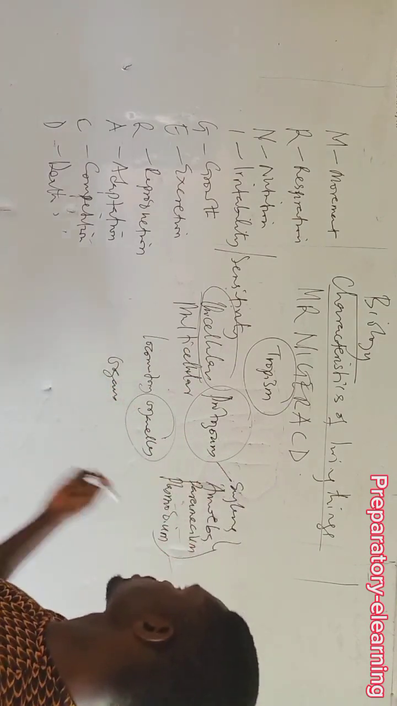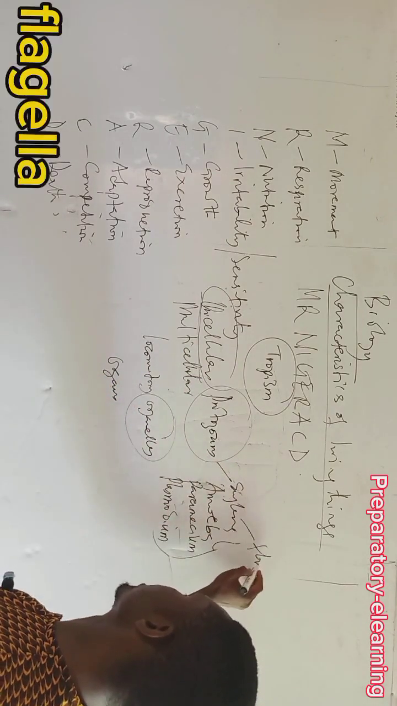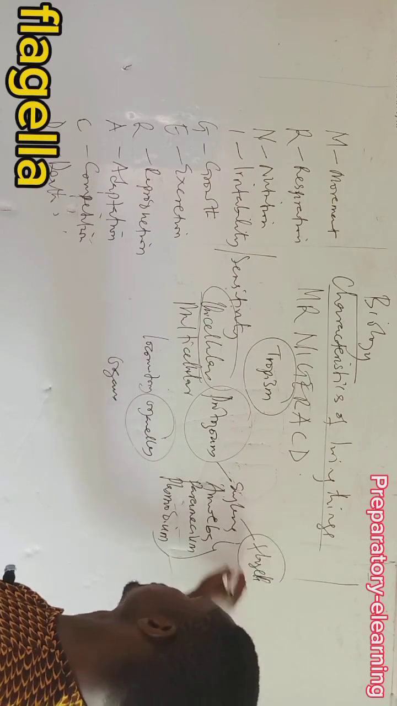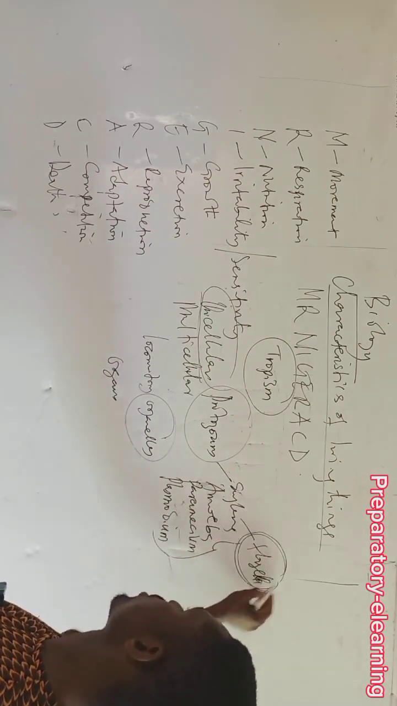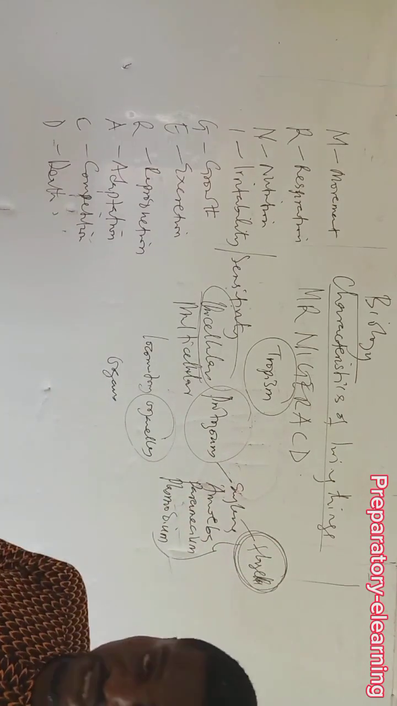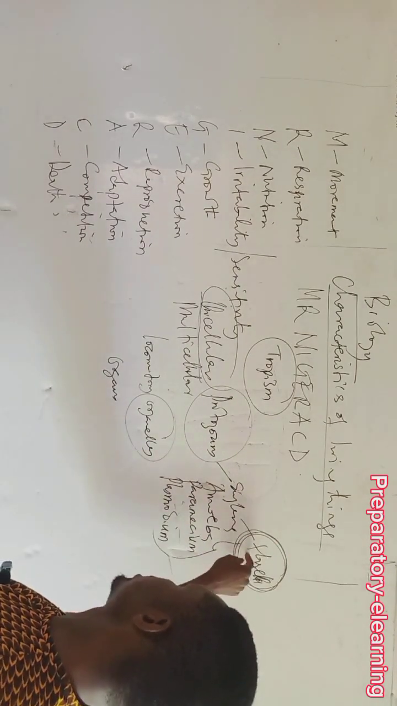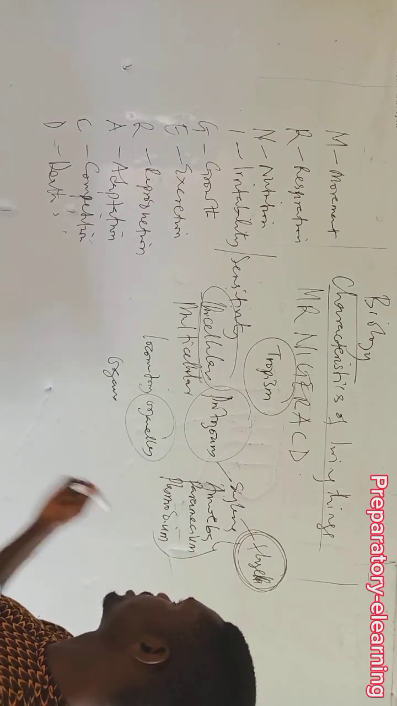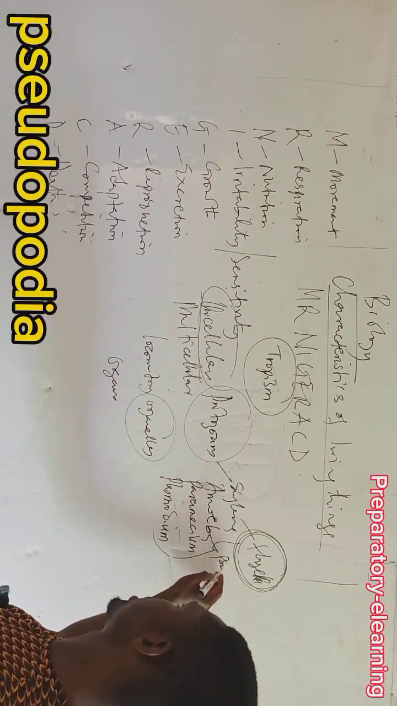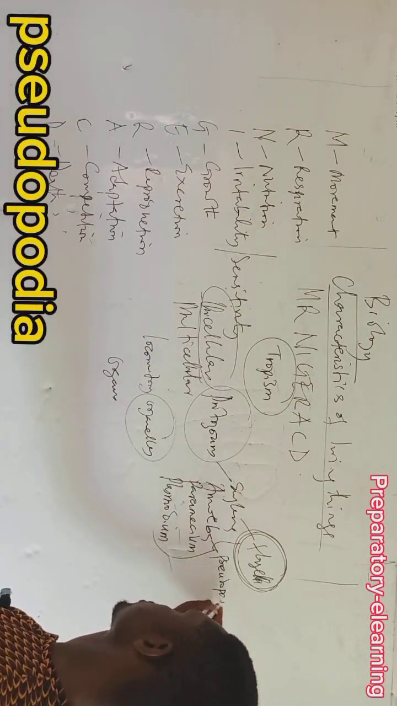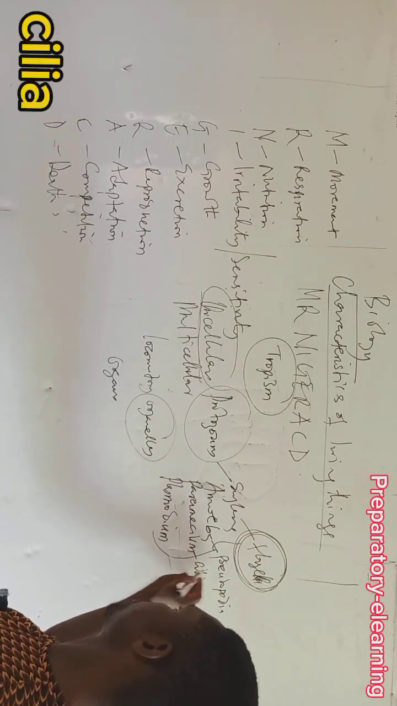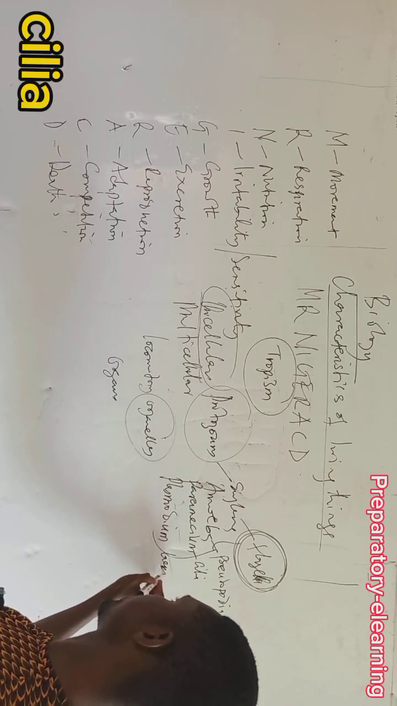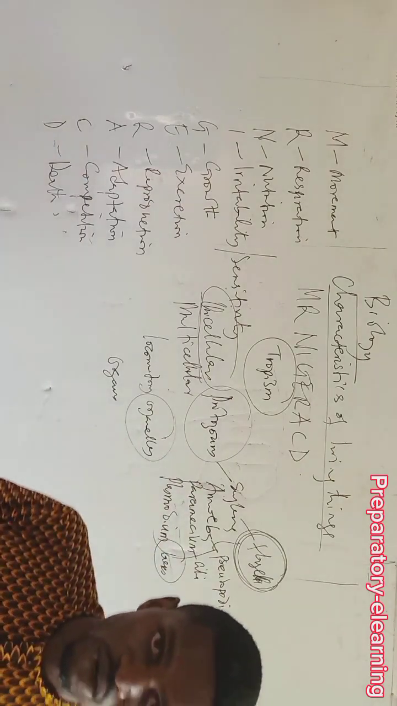For instance, we can talk about euglena using flagella for movement. Euglena cannot be seen with the naked eye, and of course, this locomotory organelle can also not be seen with the naked eye. So, euglena uses flagella for movement. Amoeba uses pseudopodia that we all know, pseudopodia for movement. Paramecium uses cilia for movement. Of course, Plasmodium does not have any known locomotory organelle.